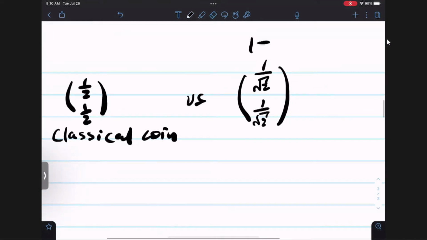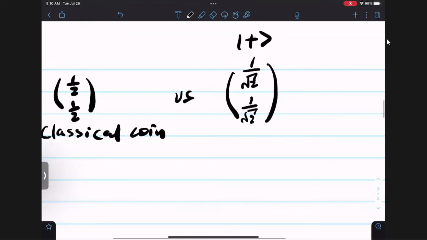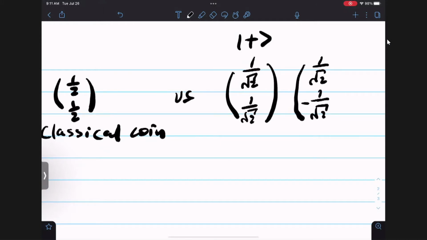So we'll call this ket plus, okay? And since you can have arbitrary complex amplitudes, in particular, you can have negative amplitudes. So another one, you can imagine there's 1 over square root 2 and negative 1 over square root 2. And this state, we're going to call ket minus. As you might have observed, these two states form another basis for the qubit space.